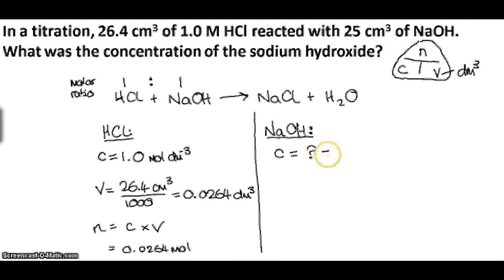C, well, that's what we're trying to work out. So that's our question mark, but we also know C is equal to N over V from the equation triangle. So we'll leave that for now. Let's see what else we know. Do we know V? Well, if you look up in the question, yes, we do. We know that the volume used was 25 cubic centimeters, but again, take care, units. We must have volumes in cubic decimeters. Same procedure, divide by 1,000 and convert to 0.025 cubic decimeters.